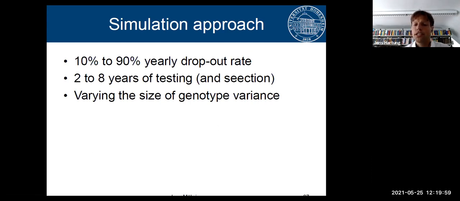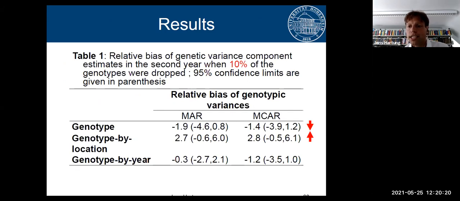And we also vary the size of the genotype variance. This has something, maybe we just need it in the discussion later on, but keep in mind that we have done this, that we slightly increase the genotype variance to see what happened then. And here are the results.